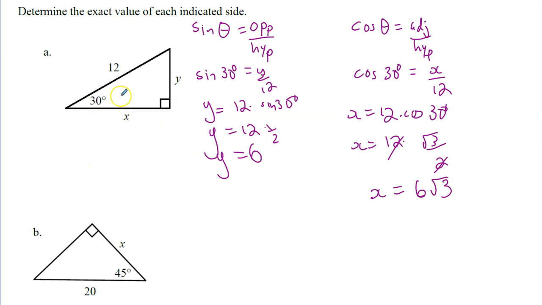Why do we know that? Because the largest side, the hypotenuse, is opposite the 90-degree angle. The smallest side is going to be opposite the smallest angle, and so the 60 degrees there, being larger, will have a side in between 6 and 12. Or in this case, 6 root 3. Okay, what's next?